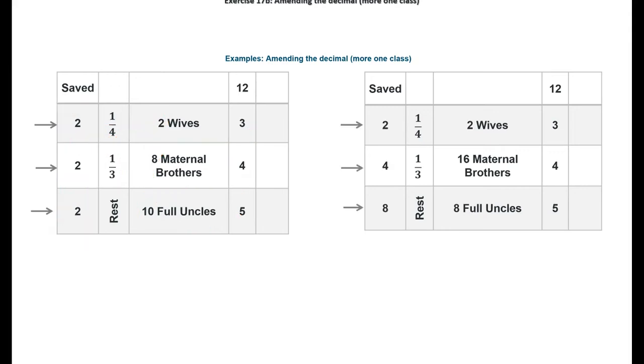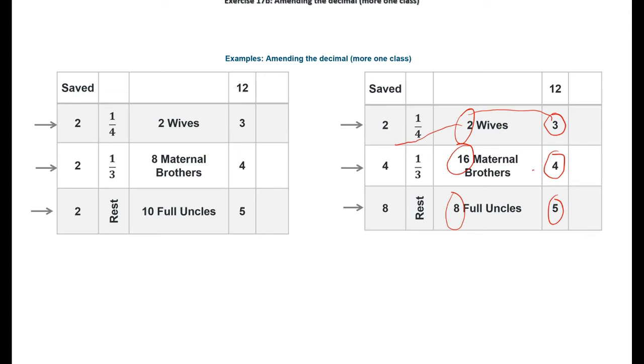In the second example, we have 2 wives inheriting a quota, and they end up with 3 shares. 16 maternal brothers end up getting 4 shares, and then 8 full uncles end up getting 5 shares. So all of them have a problem. The relationship between 2 and 3 is nothing, no common factor, so we save the number of heads.